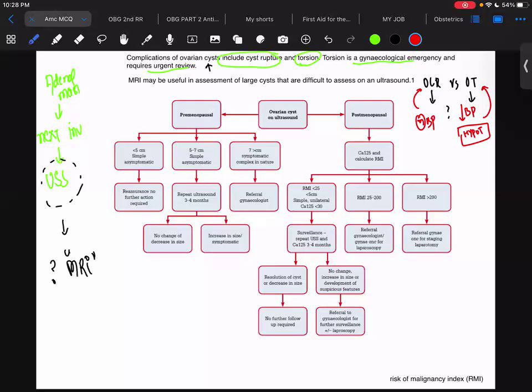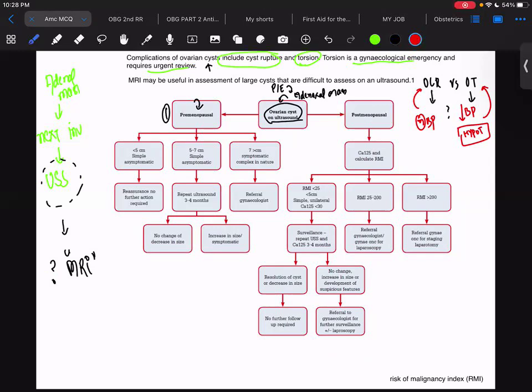So how do we approach all the patients? If the patient is premenopausal, with an ovarian cyst on ultrasound. You went for the physical examination and there was an incidental adnexal mass, and in this patient you went for ultrasonography. Now remember, think about that.